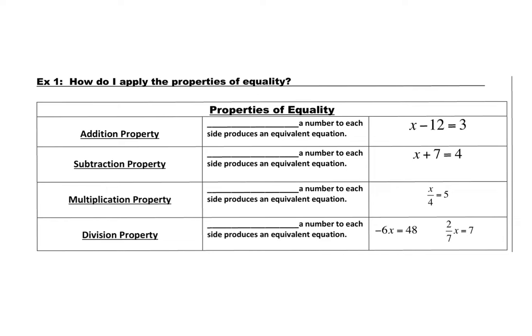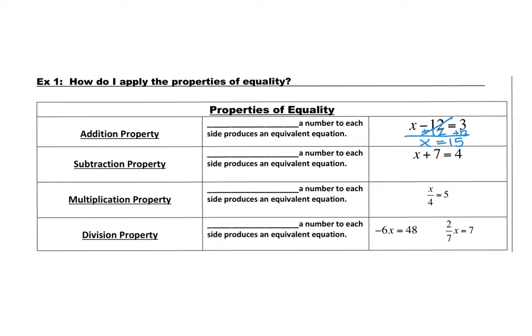All right, so let's take a look at x minus 12 is equal to 3. So we need to isolate that variable, and in order to isolate the variable, we could add 12 to both sides. Remember, what you do to one side, you have to do to the other. And what we're doing is applying that addition property of equality. So I'd have x is equal to 15.